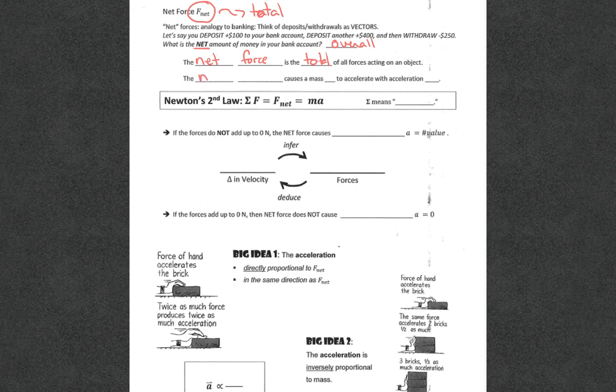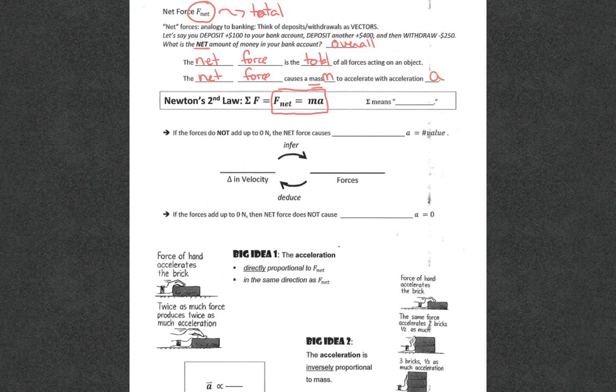The net force is what causes a mass to accelerate. So we use m for mass and a for acceleration. Net forces are causing masses to accelerate. And we write that as net force equals the product of the mass and the acceleration.